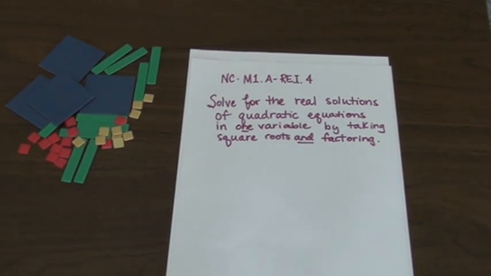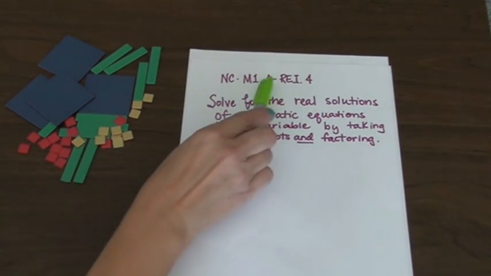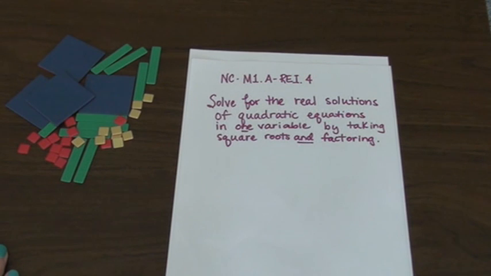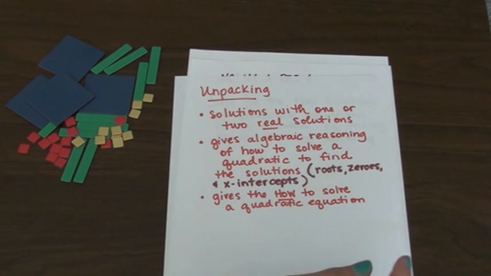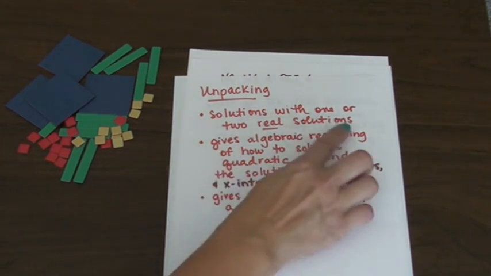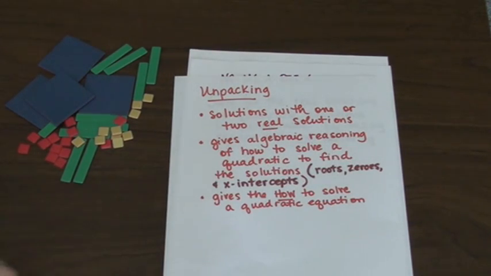This video addresses NC Math 1 A-REI.4, which is solve for the real solutions of quadratic equations in one variable by taking square roots and factoring. Today we are going to factor a quadratic equation to find the solutions. In the unpacking document, the students should focus on solutions with one or two real solutions.